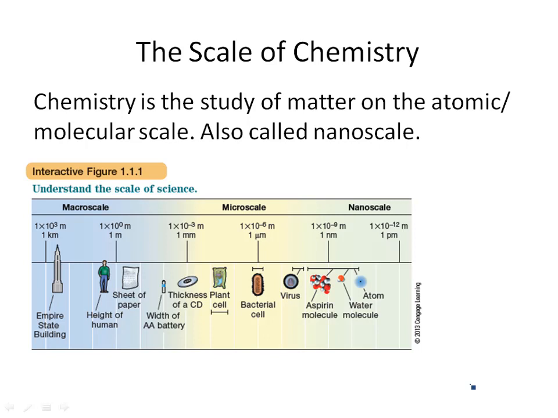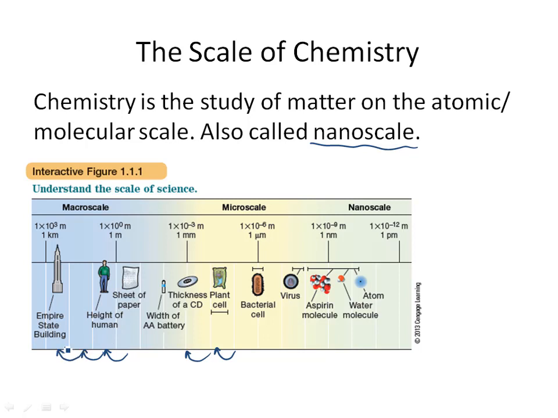So chemistry is the study of matter on the atomic and molecular scale, which is really, really small, and that's also known as nanoscale. And you've probably heard of nanotechnology, which is essentially technology done on the atomic or molecular scale. And if we look at this chart, it's a logarithmic chart, so each jump is a jump of 10 times larger. And so a sheet of paper is about 1/10 as large as a human. A human is about 2 orders of magnitude, or 1,000 times smaller than the Empire State Building.